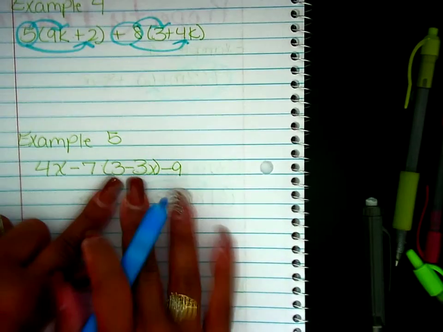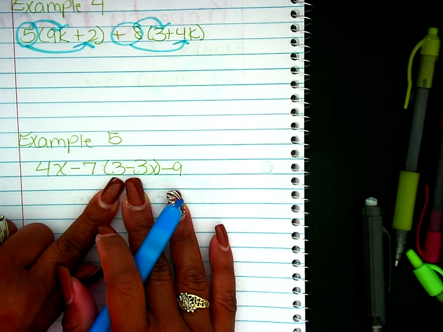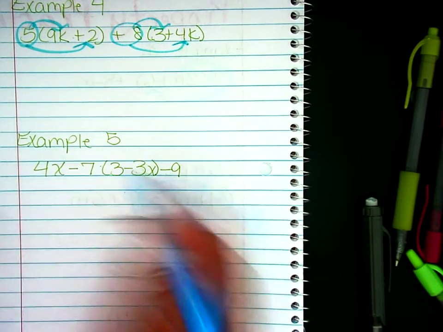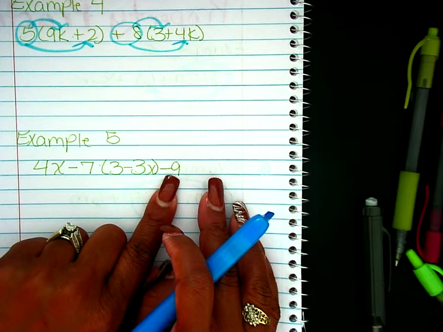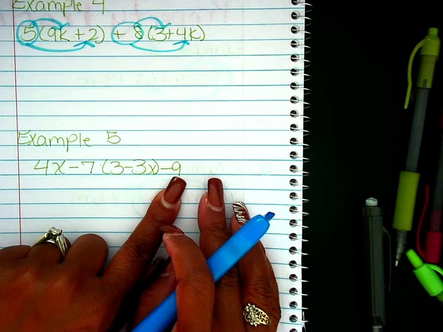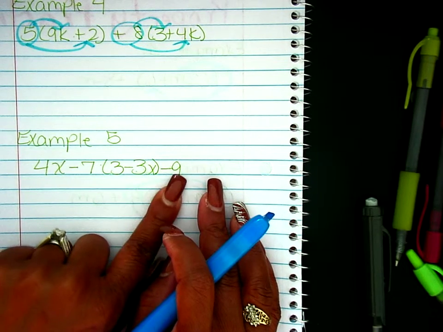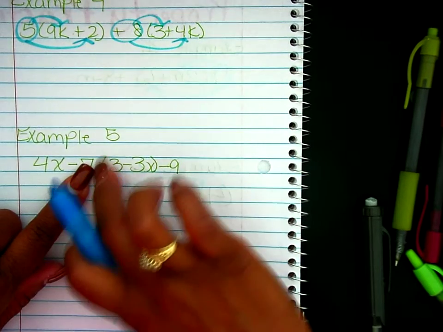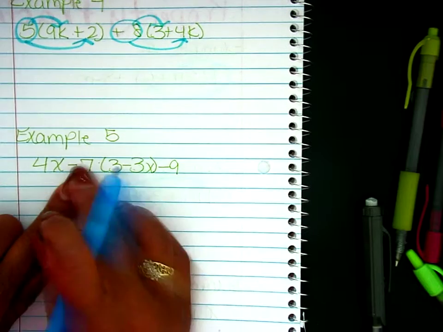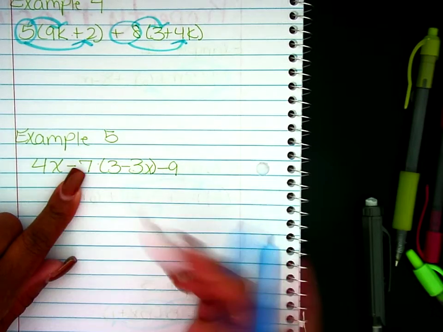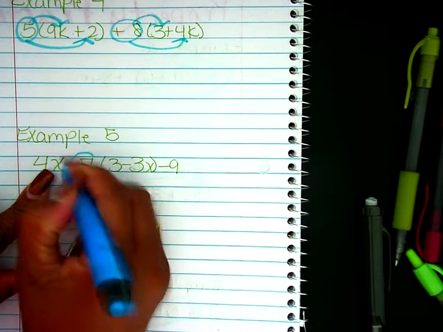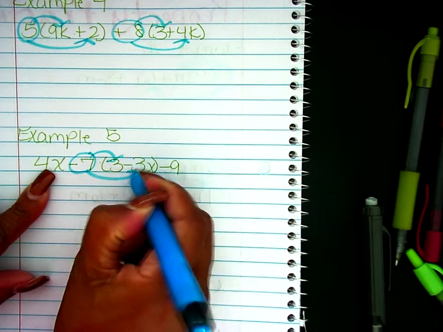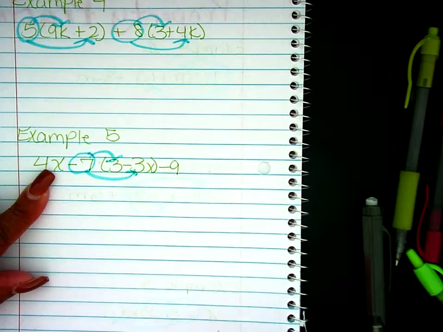Example 5, I have 1 set of parentheses. So I'm going to take the negative 7, which is next to it by multiplication. Some may say, well, it's got a negative 9 on this side, but you're subtracting it. Okay, you're subtracting 9 from this product. Here, there's nothing there. It's understood that a parenthesis with something next to it is multiplication. So I'm going to take negative 7 and distribute it to the terms inside the parentheses.